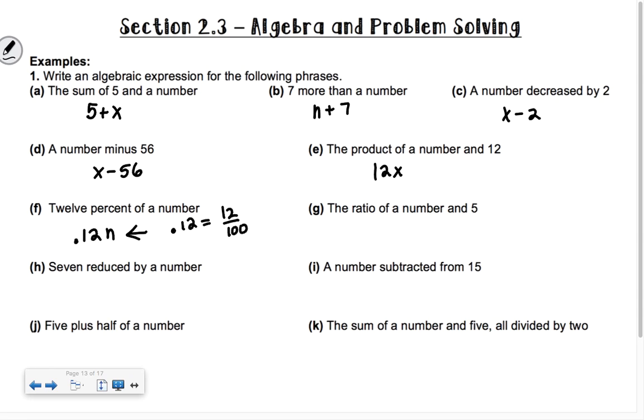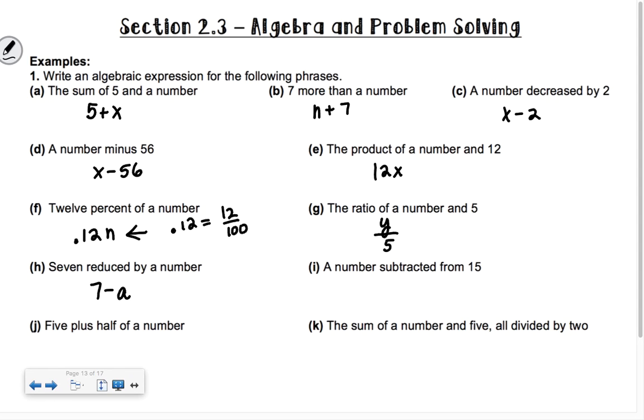The ratio of a number and 5. So we could have y. What about ratio? What do we do? y over 5, right? It's a fraction. The ratio is a fraction, y over 5. 7 reduced by some number. So what do we think? 7 minus x or y, or you can use a, whatever you want to use.